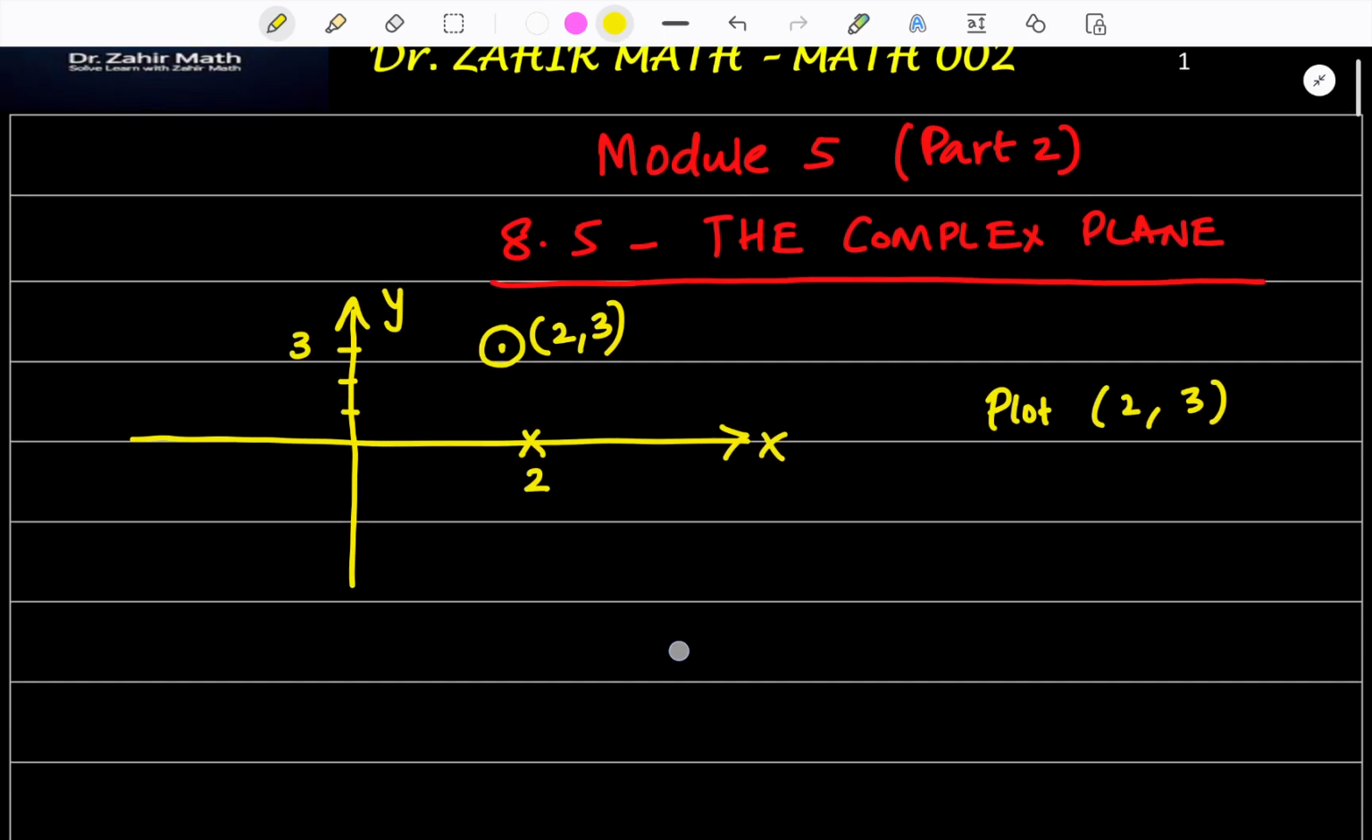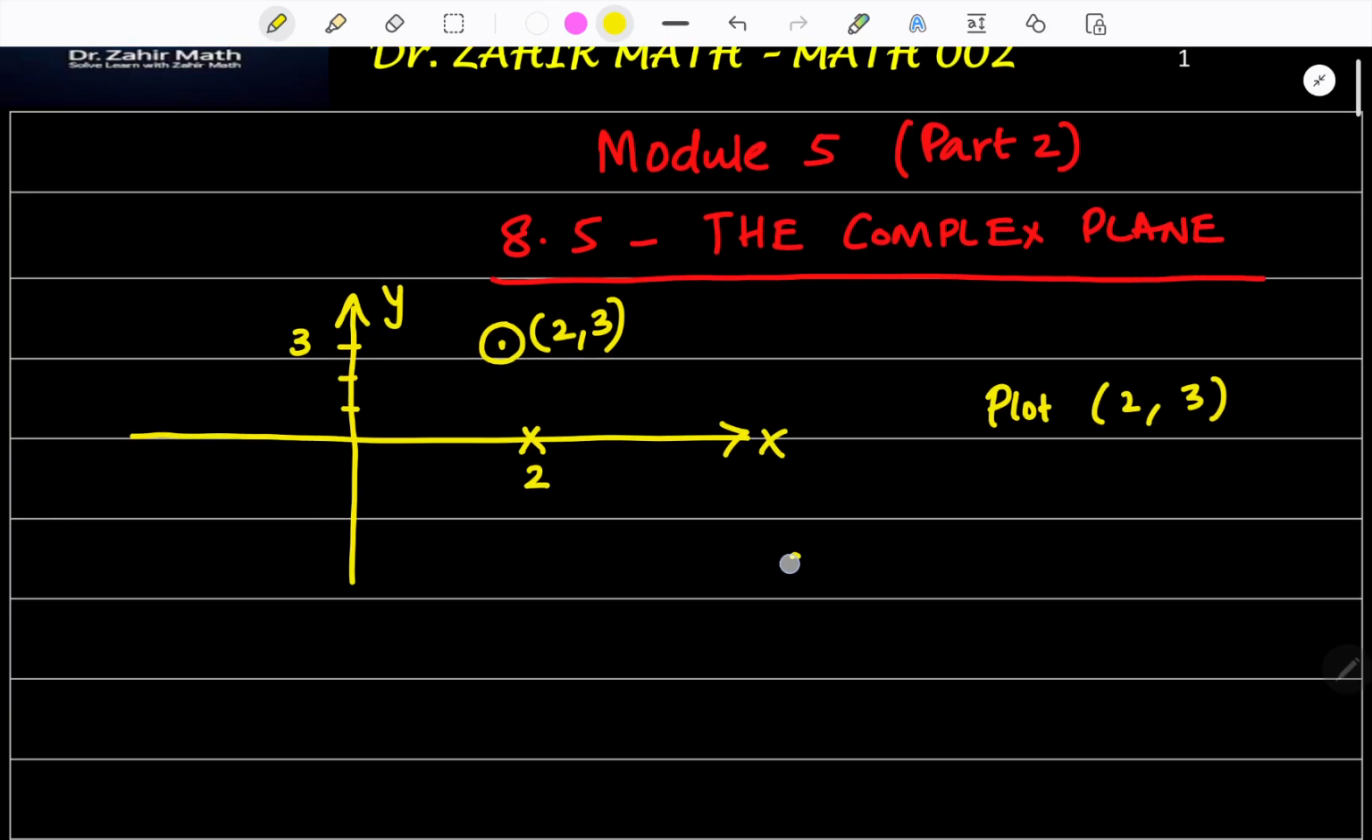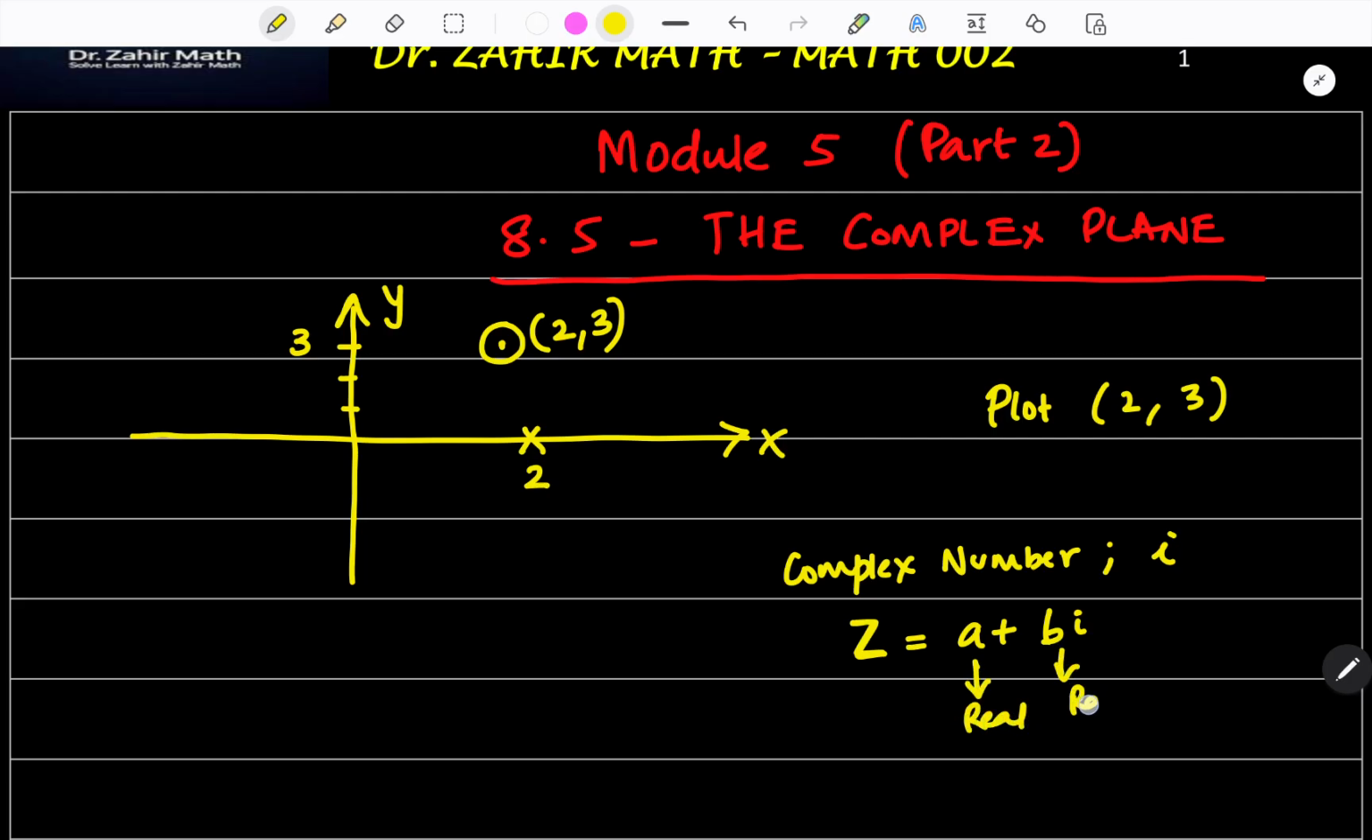Now we are going to talk about the complex number. Complex number means what? In high school you studied, complex number means the number which has i, right? So the complex number can be represented by z equals a plus bi, where a is a real number and b is also a real number, and this i is an imaginary number. Okay, so the imaginary number is what? i is equal to the square root of minus 1.